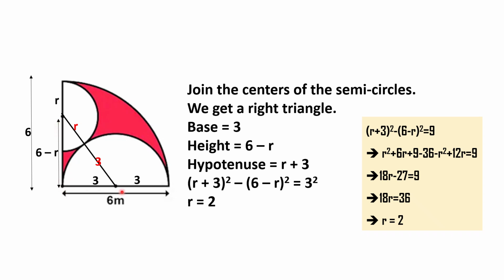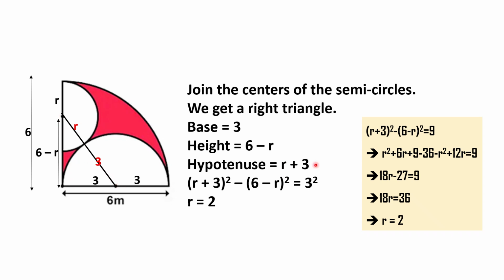So the base is 3 and the altitude is 6 minus r. And the hypotenuse, you can see, is the radius of the upper semicircle plus the radius of the lower semicircle. The upper semicircle radius r and the lower semicircle radius 3. So the total would be r plus 3. So in the right angle triangle we have base 3, altitude 6 minus r and hypotenuse r plus 3.